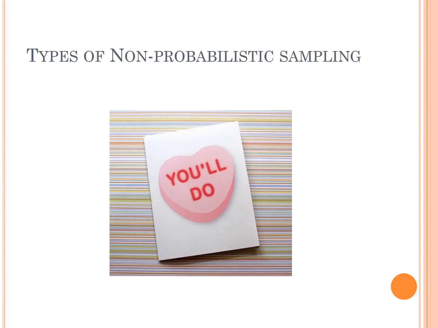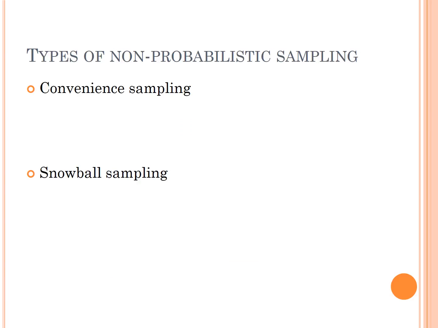to select the person or the sample. As a result, non-probabilistic sampling is much more prone to the bias of the researcher than probabilistic sampling methods, and therefore is less preferred for quantitative methodologies than probabilistic sampling. These are the two types of non-probabilistic sampling methods: convenience sampling and snowball sampling. We'll go through each one in turn.